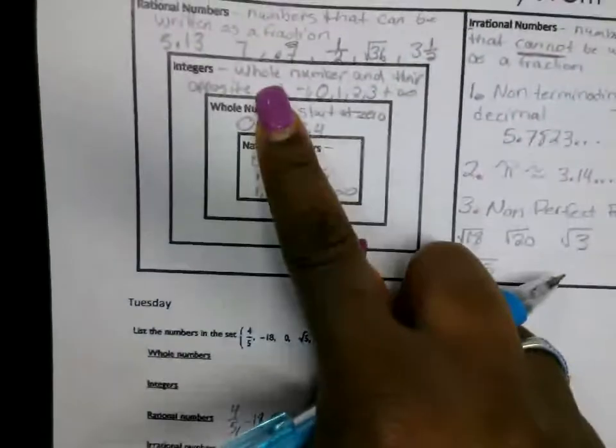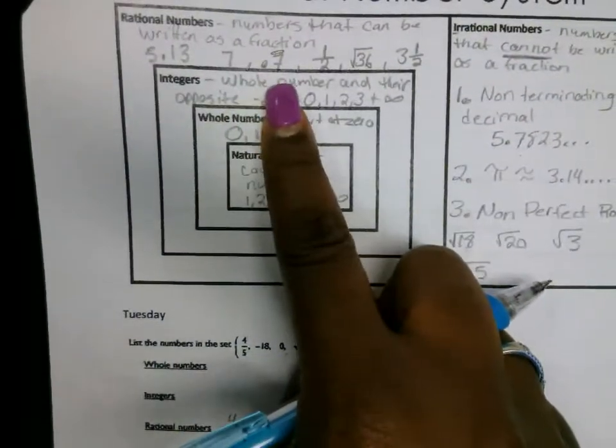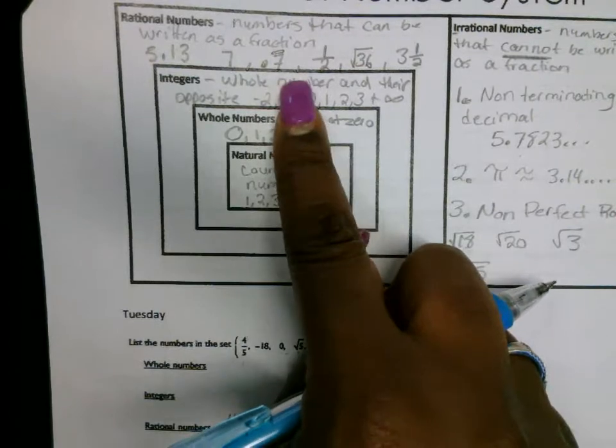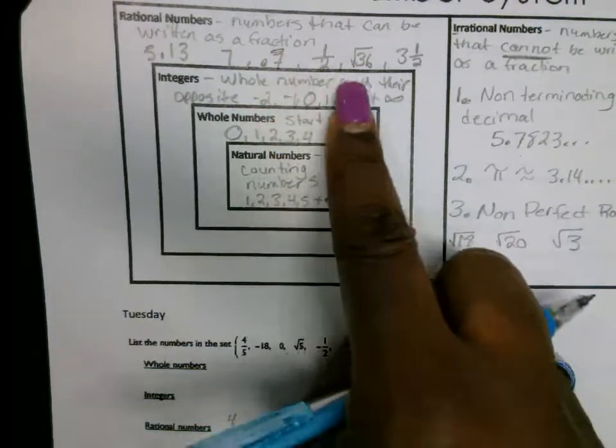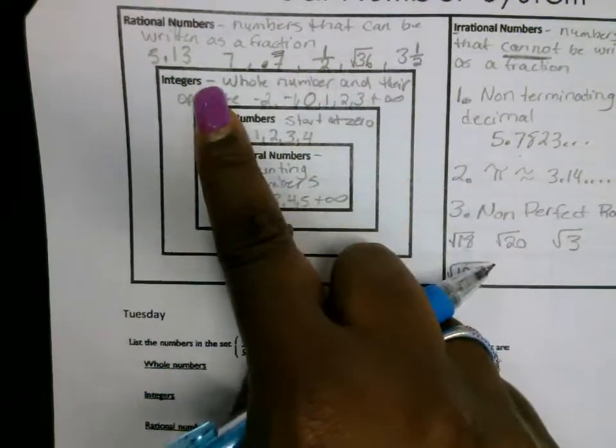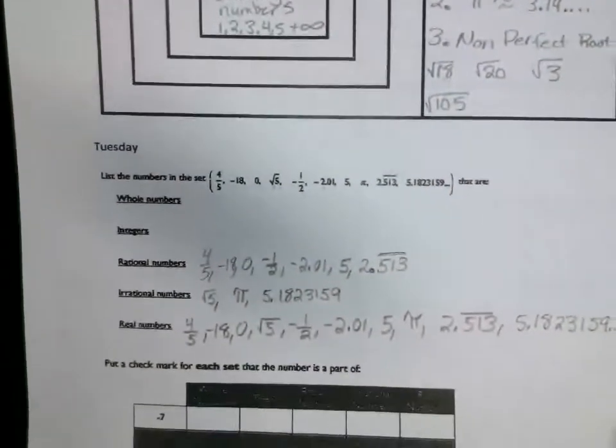Integers are whole numbers. Whole numbers do not have fractions attached to them. They do not have decimals attached to them. And they're opposite. So integers are going to be negative numbers, positive numbers, and zero. All right, so let's look at it.